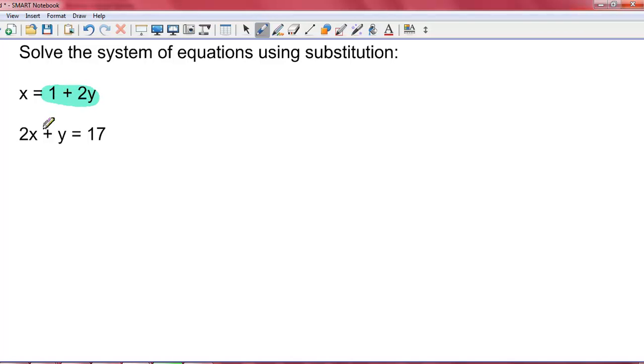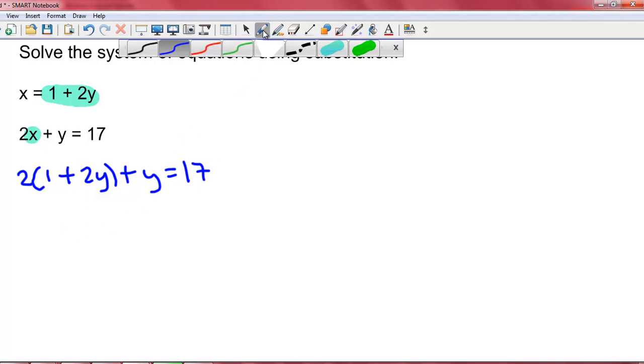So we can just take this value and plug it in here where we see x. Okay, so we want to rewrite an equation where we've substituted that highlighted part. So we'll put in brackets 1 plus 2y instead of the x that was there, plus y equals 17. So now we have just one equation with only one variable in it, and we'll be able to solve for y.